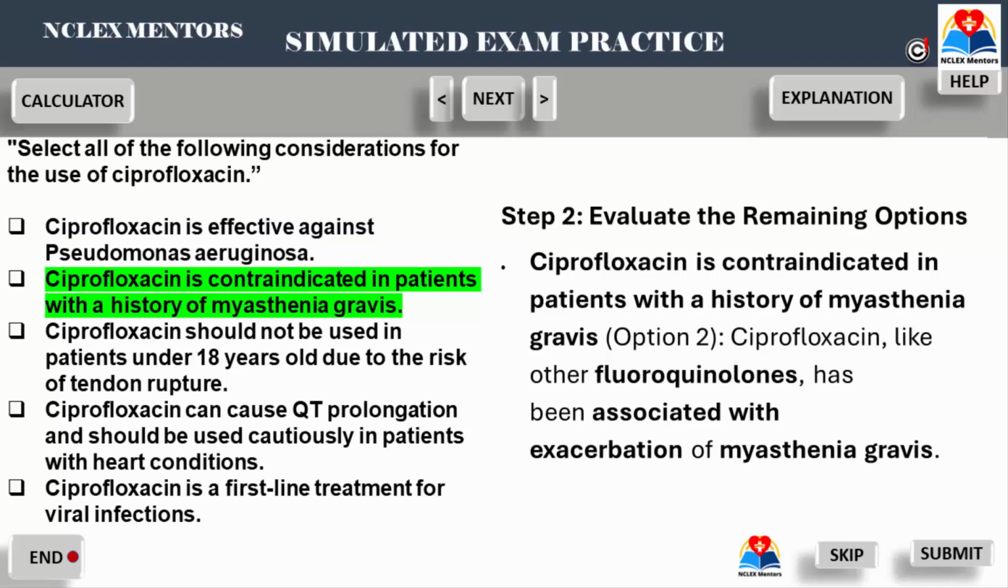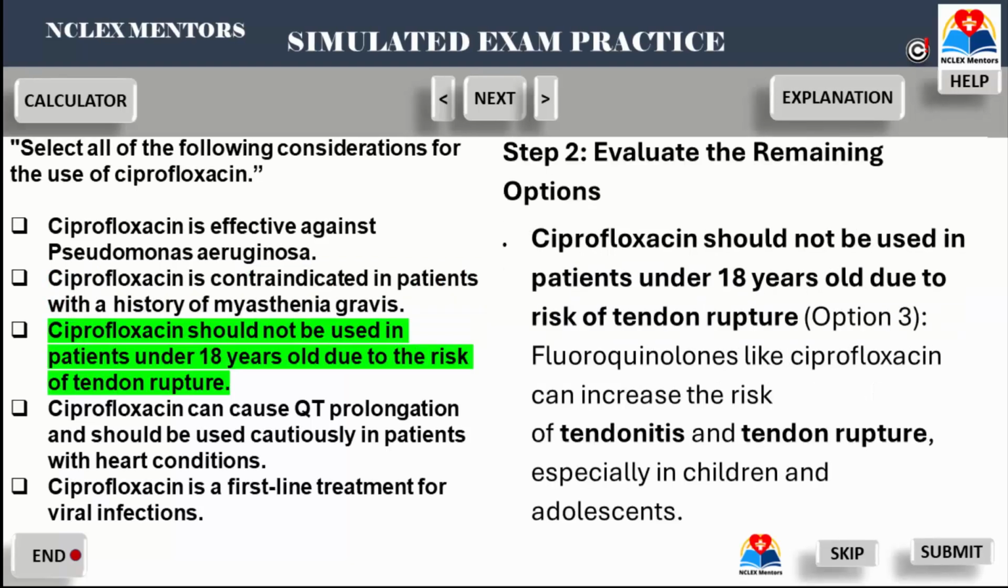Option 2. Ciprofloxacin is contraindicated in patients with a history of myasthenia gravis. Correct. Fluoroquinolones, including ciprofloxacin, have been linked to worsening symptoms in patients with myasthenia gravis. Keep this option. Option 3. Ciprofloxacin should not be used in patients under 18 years old due to risk of tendon rupture. Correct. Fluoroquinolones carry a risk of tendinitis and tendon rupture, especially in children and adolescents.